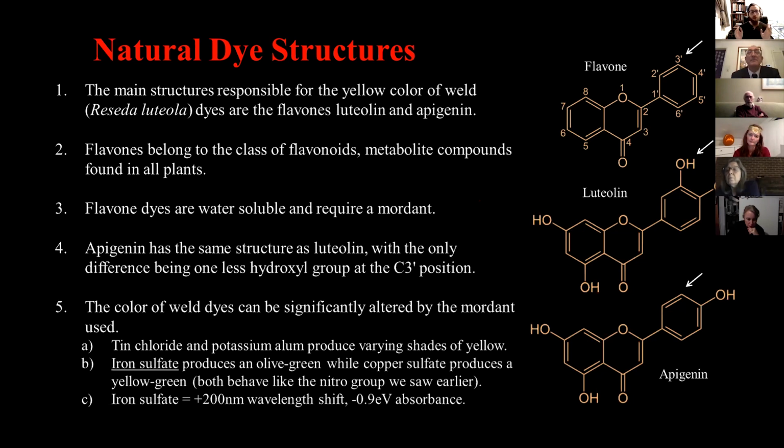So if you look at your chart, you can see the iron sulfate is actually enabling the entire dye complex to absorb a wavelength that's 200 nanometers longer than just luteolin or apigenin on their own. And so it shifts it by 0.9 electron volts, which gives you that green color. So the iron or copper is actually acting both as a chromophore and oxochrome, and it's also acting to bind the substrate in the dye complex. So it's doing a lot of different things.